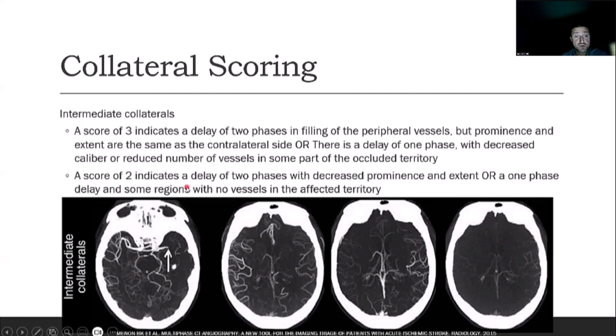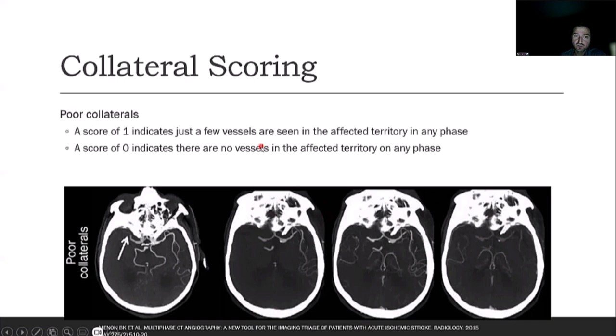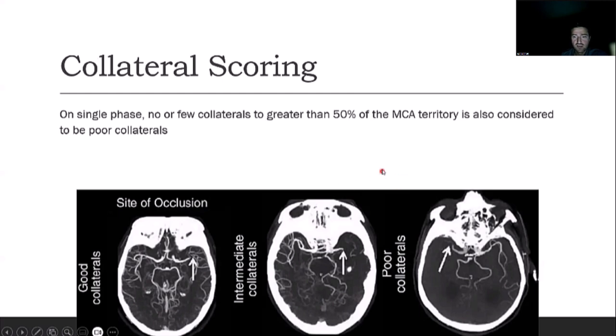A score of 2 starts to indicate a little bit worse collateral. There's a delay of 2 phases with decreased prominence and extent, or there's a 1 phase delay, but some regions of the territory do not demonstrate any vessels. And then poor collaterals. A score of 1 is just a few vessels in the territory on all phases, and 0 is no vessels in the territory on all phases. If you only have a single phase, few or no collaterals to greater than 50% of the MCA territory, you could consider that as poor collaterals.